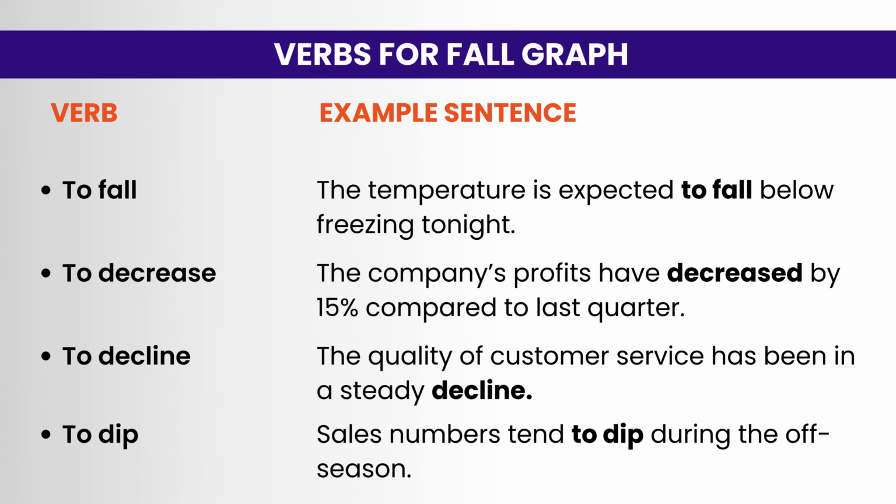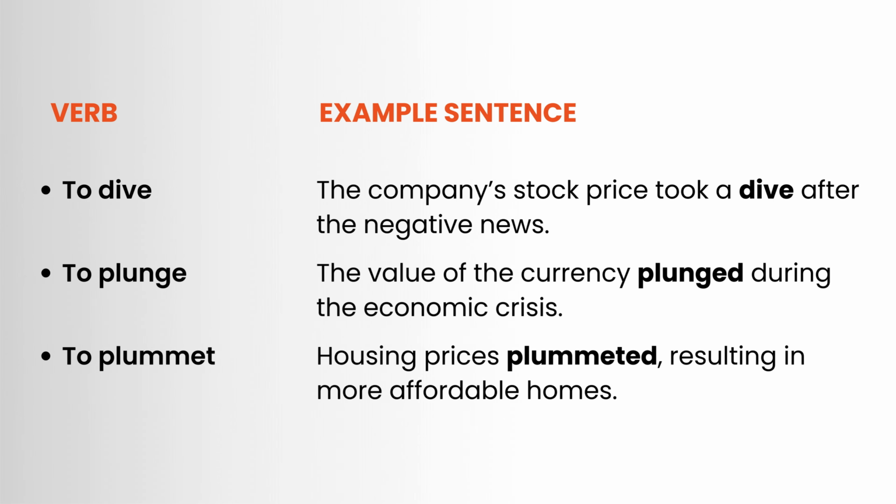To decrease. The company's profits have decreased by 15% compared to last quarter. To decline. The quality of customer service has been in a steady decline. To dip. Sales numbers tend to dip during the off-season. To dive. The company's stock price took a dive after the negative news.